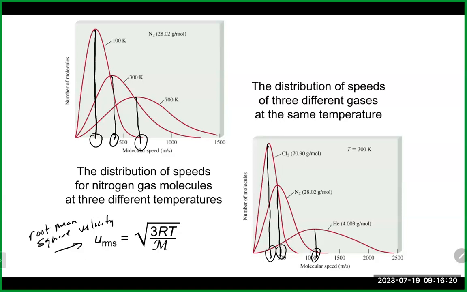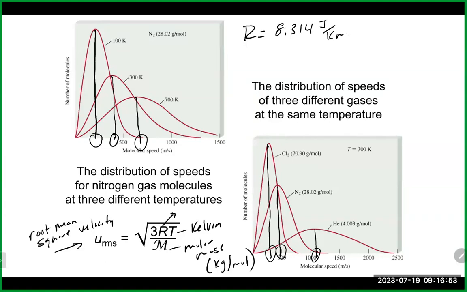And that's what that stands for. It is the square root of 3RT over M, where T is our temperature in Kelvin, and M is our molar mass. And this molar mass actually needs to be in kilograms per mole rather than grams per mole. The reason for that is our R value here. The R value is not the R that we've been using for the ideal gas law. It is the 8.314 joules per Kelvin per mole version of this.